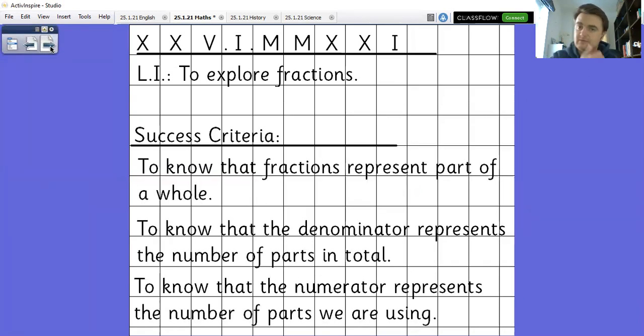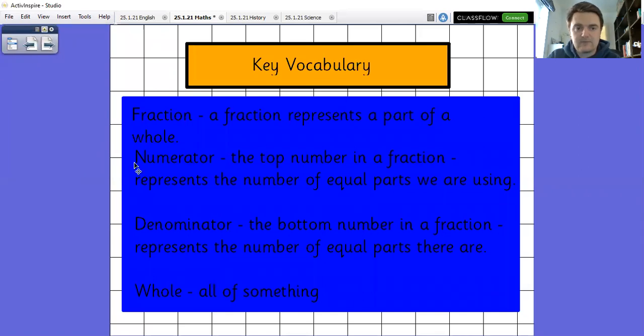So we're sort of reintroducing ourselves to fractions today. Some of you will be very au fait with them. Some of you will look at them in a bit of a confused way, but that's fine, because that's what this week especially is for, is exploring fractions, just reminding ourselves of some of the things about them. So, some of our key vocabulary.